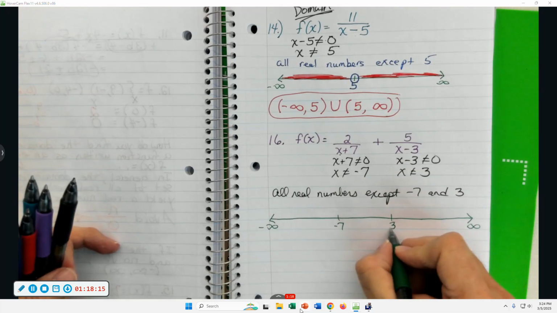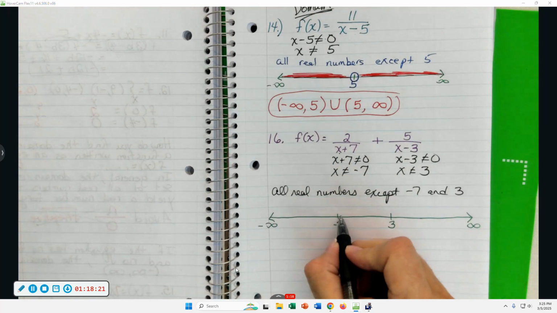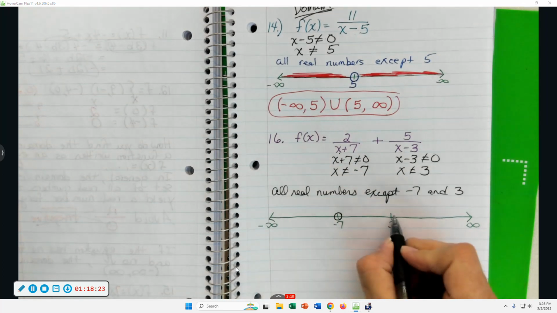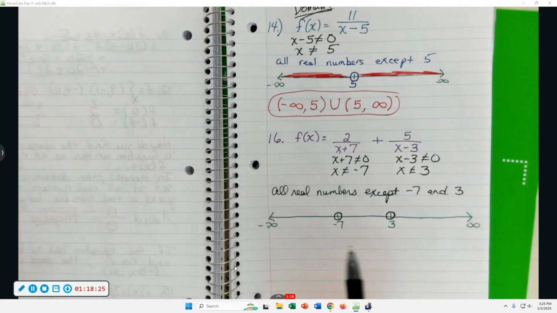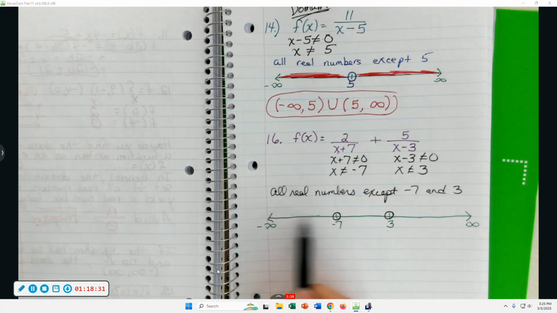Okay, so I've drawn a number line. I've labeled -7 and 3. Those are going to have open circles because you don't want to use them. Open circle means don't include. You're saying you cannot plug -7 and 3 in for x. You can plug in everything else.